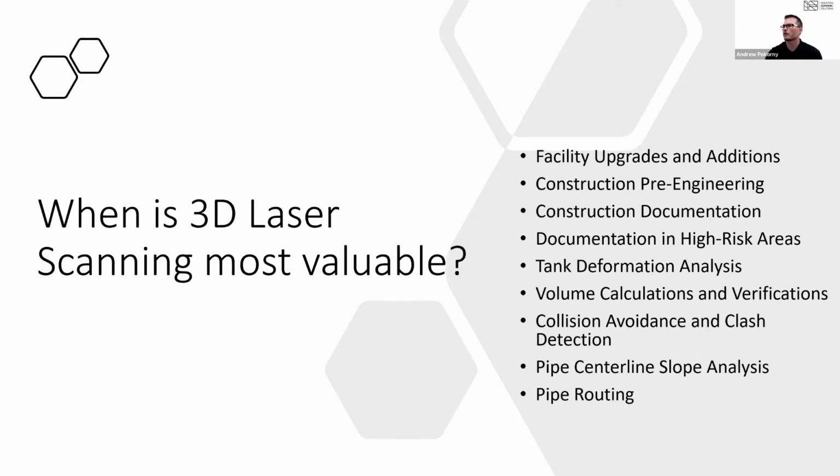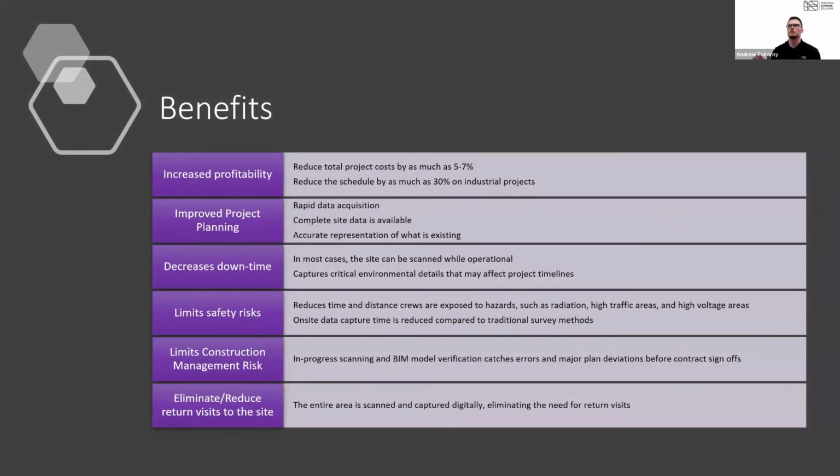I think we talked about tank deformation enough already. Volume calculations and surface geometry is valuable. Collision avoidance, clash detection, which I mentioned a little bit with the BIM modeling and checking that against the point cloud, as well as pipe routing and centerline analysis. We'll get into some of the details of the benefits.